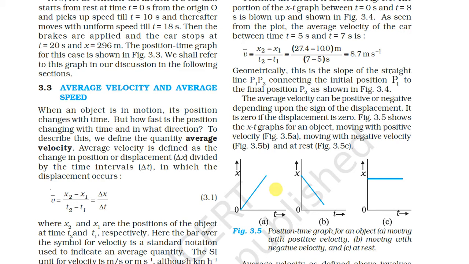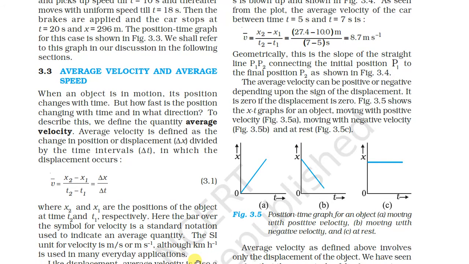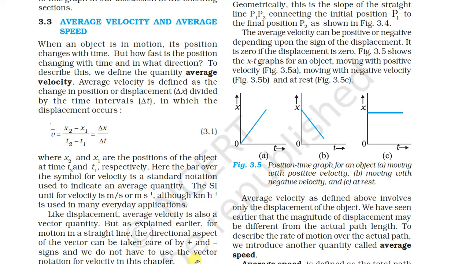The x versus t graph for an object moving with positive velocity: see here, this is the positive velocity. For an object moving with negative velocity, the position decreases with time. The third case is when the object is at rest at any position: then the position stays the same, there is no change in position as time passes, and the average velocity is constant. So average velocity involves only the displacement of the object.